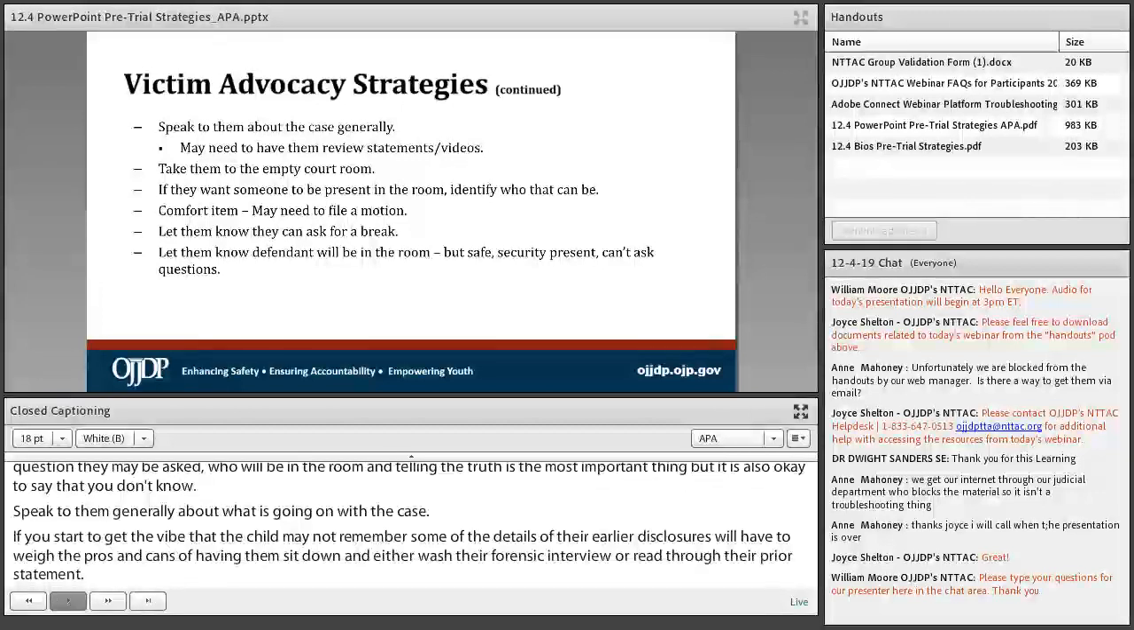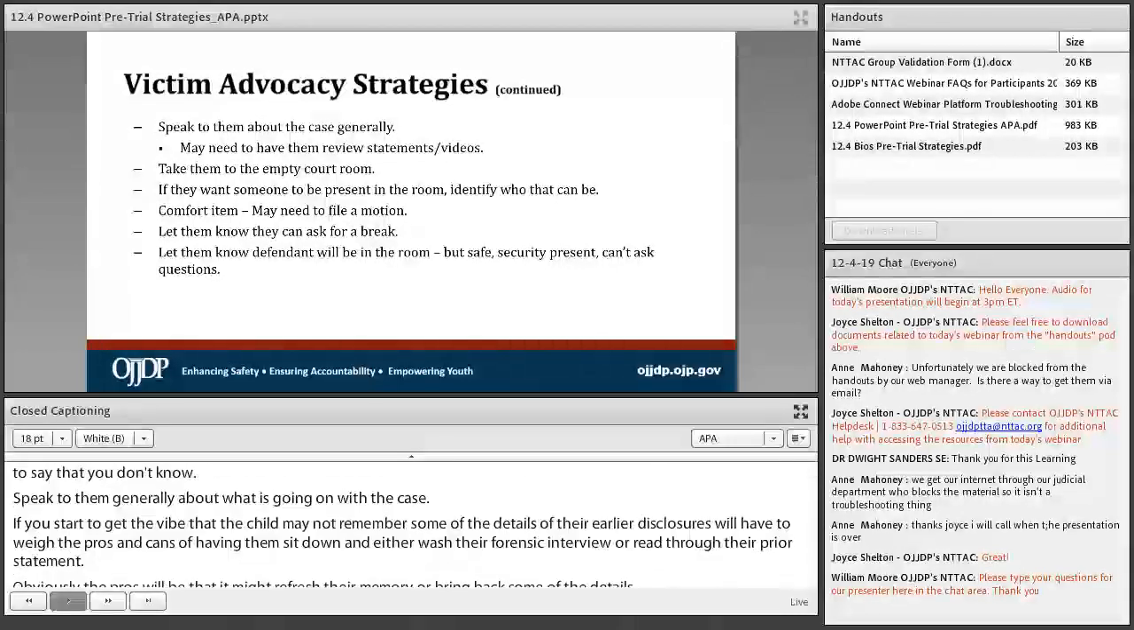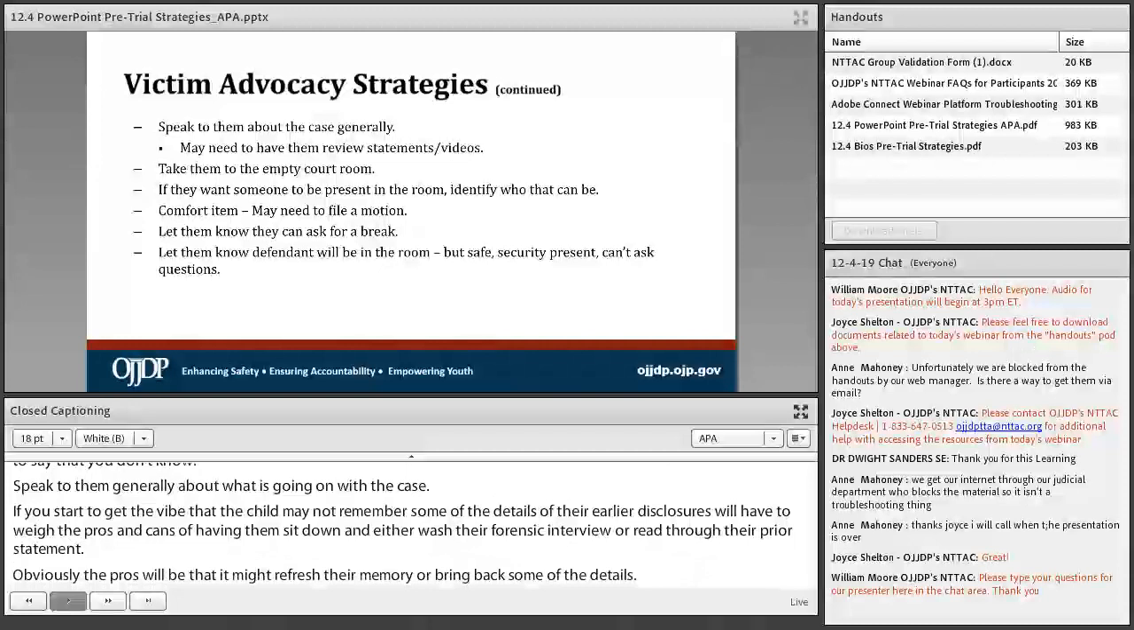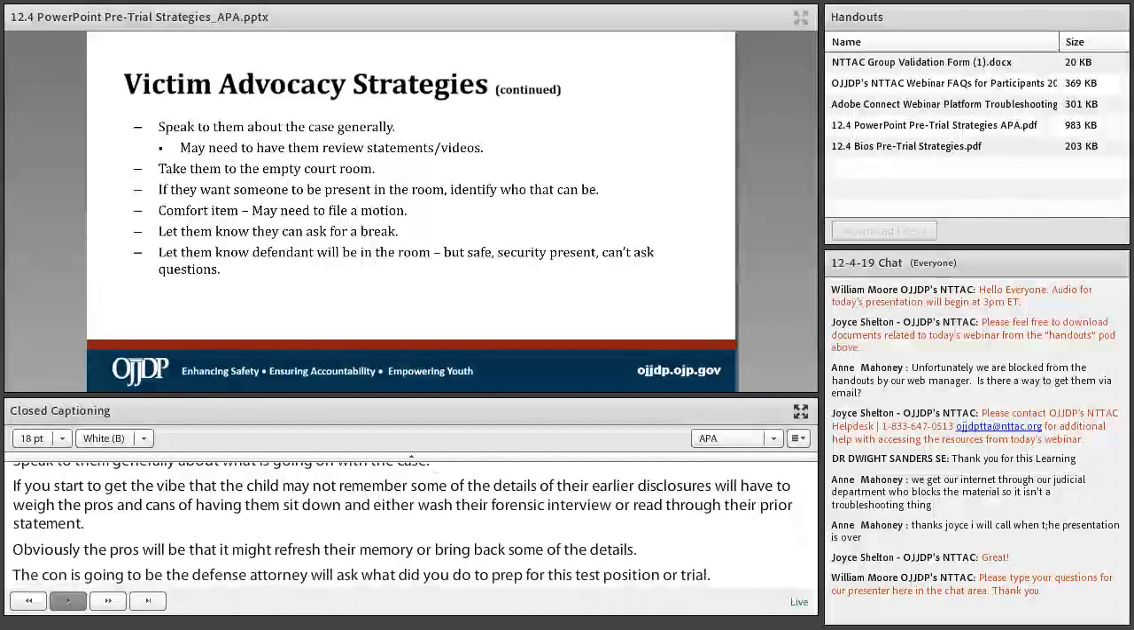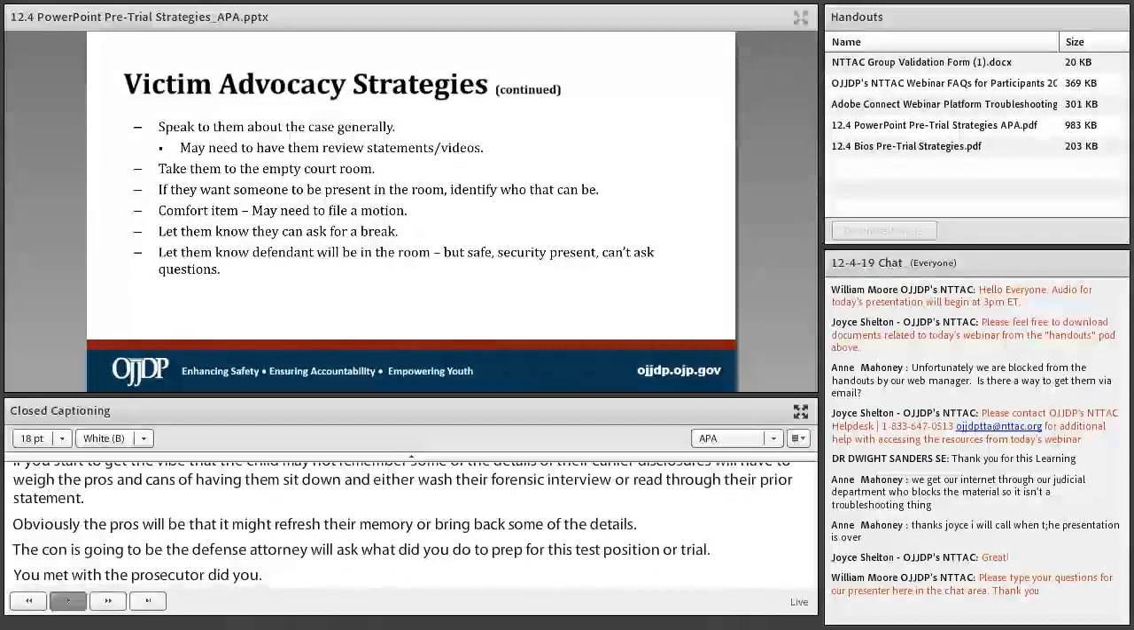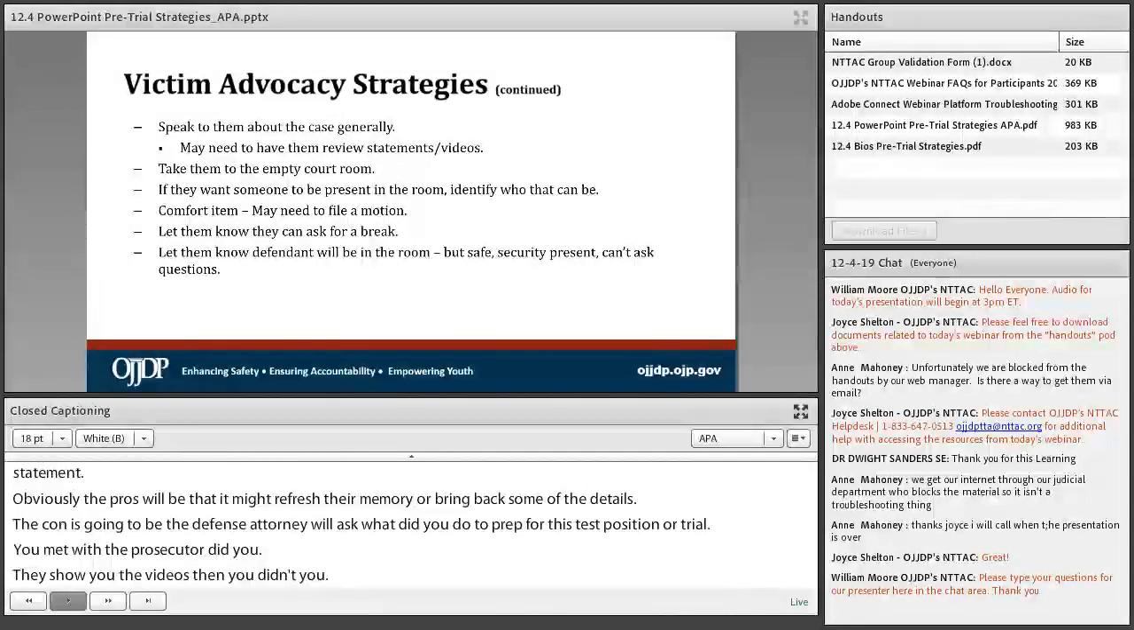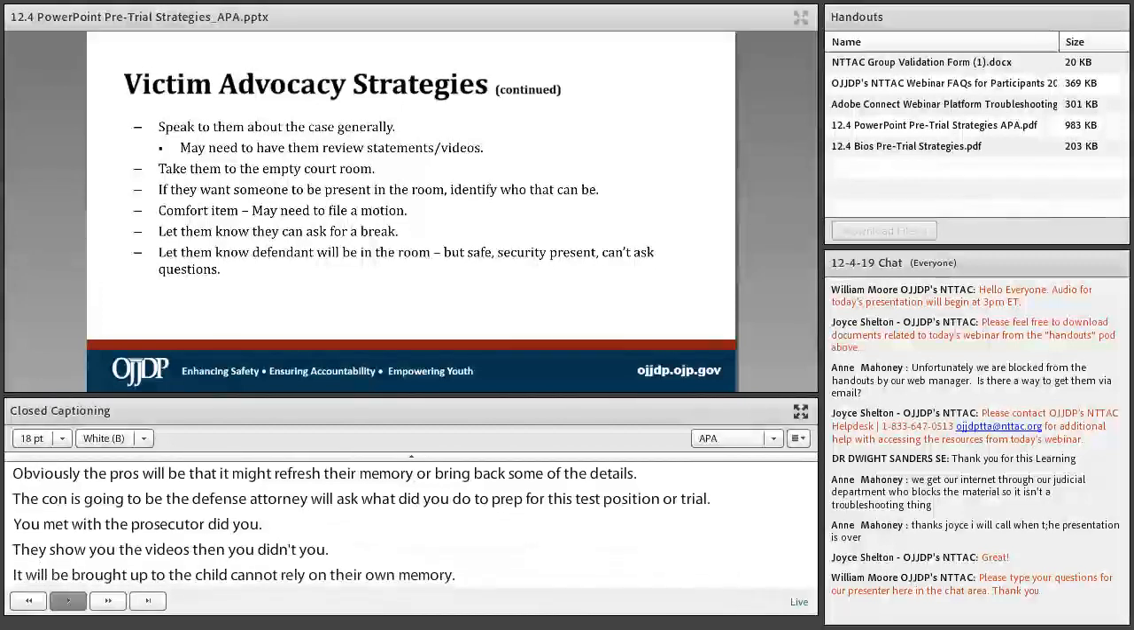It might bring back some of those details. The con is that the defense attorney is going to ask, what did you do to prep for this deposition or prep for trial? You met with the prosecutor, didn't you? They showed you the video, didn't they? And it's going to be argued that the child was then coached and couldn't rely on their own memory. So I always encourage people, if you can avoid having a child review their statements, that might be beneficial to you. But if it ultimately is going to be more beneficial to have them watch it despite the coaching allegation, that is the time to do it, well in advance of deposition or trial.